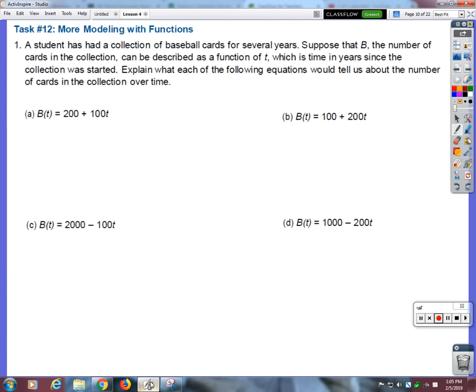Thalia, what does the equation b equals 200 plus 100t tell us about the number of baseball cards that this student has over time? What was that, Nathan? Can you say that again so Thalia can hear you? Okay, so 200 is the starting amount of cards. So this means she had 200 cards to start with.